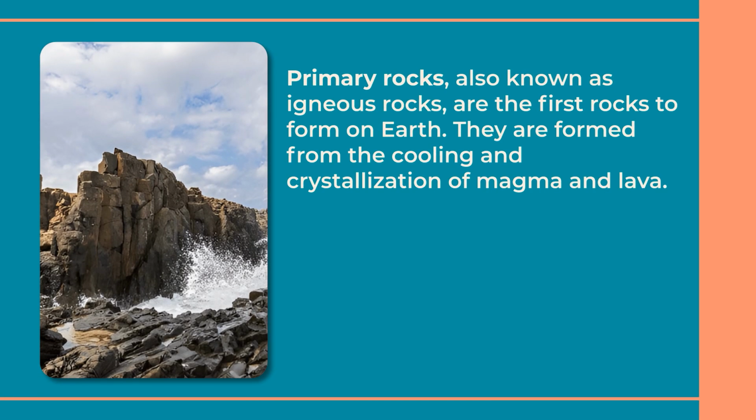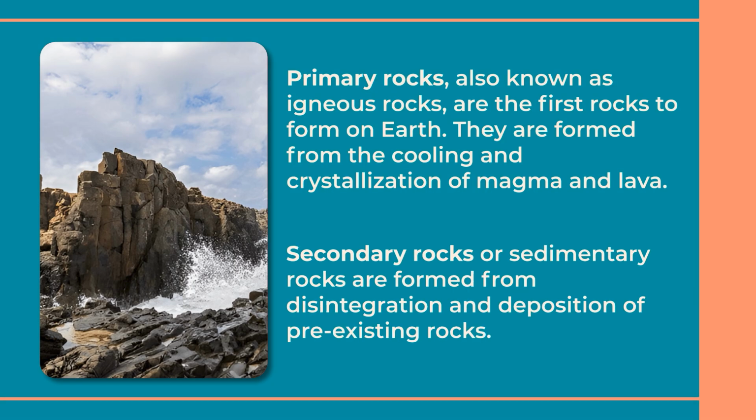Before we initiate the discussion, recall two terms. Primary rocks, also known as igneous rocks, are the first rocks to form on earth. They are formed by cooling and crystallization of magma or lava. Another term is secondary rocks, also known as sedimentary rocks, and they are formed by disintegration and deposition of pre-existing rocks.